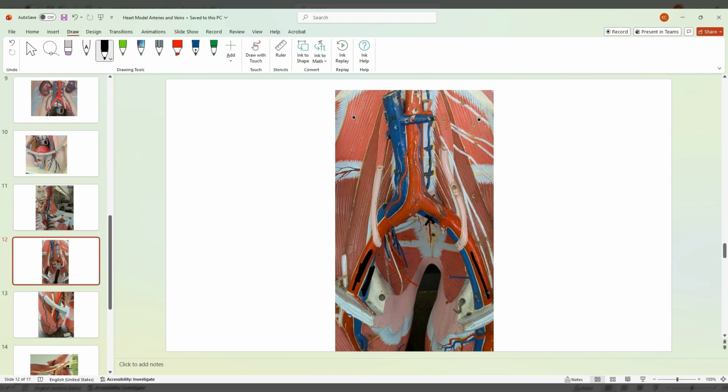This again is the left external iliac artery. This is the left external iliac vein. Once we pass the inguinal ligament, it then changes its name into femoral artery and femoral vein. Same on the other side, the femoral artery and femoral vein.